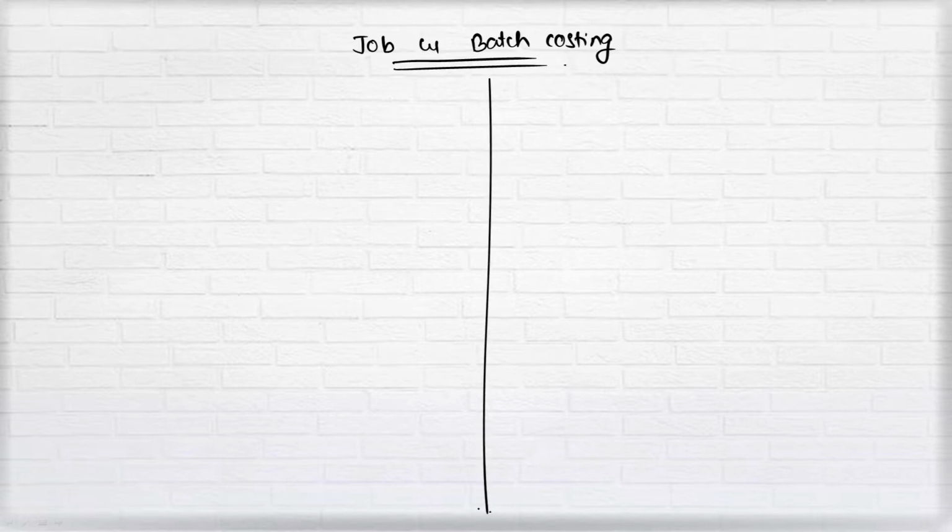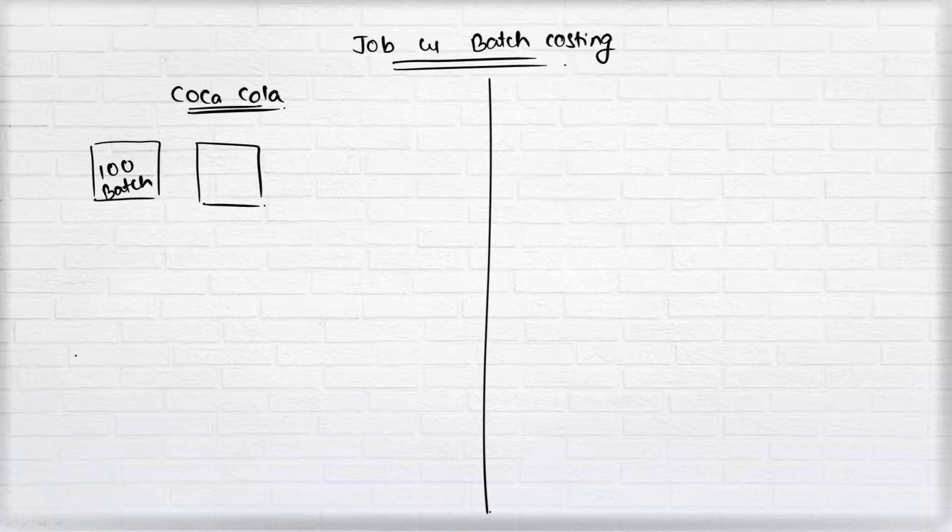We are manufacturers of, say, Coca-Cola bottles. All the units which are manufactured will be absolutely the same. They will not be unique. All the bottles will be of the same size. So what we do is we prepare Coca-Cola bottles in batches of 100. 100 units of Coca-Cola will be manufactured in the first batch, 100 units in the second batch, and 100 units in the third batch.